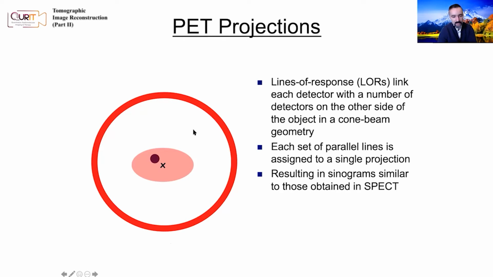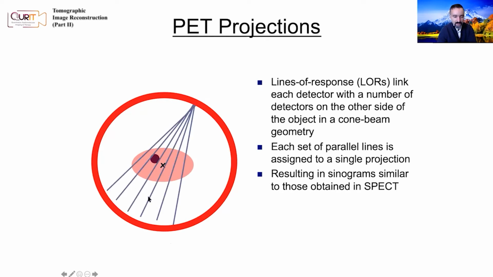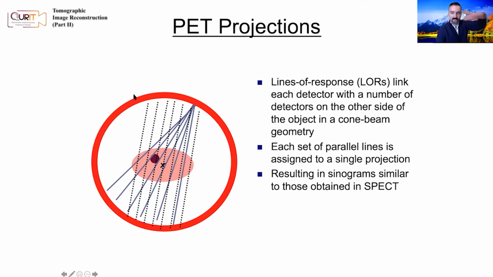Because, for example, here, you may have a detector that is receiving counts from many opposing detectors. But at the end of the day, you take this line, which is parallel here, and you also do these other lines for these other detectors. All kinds of projections that are parallel to each other, you think of as a projection, as though there was a flat gamma camera here rotating around the patient.